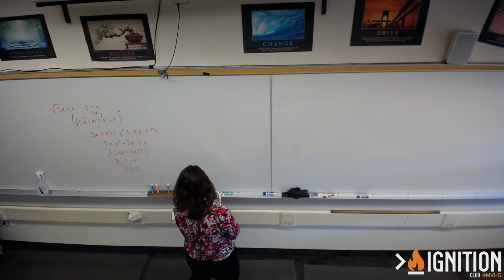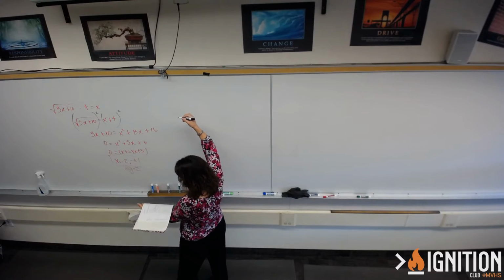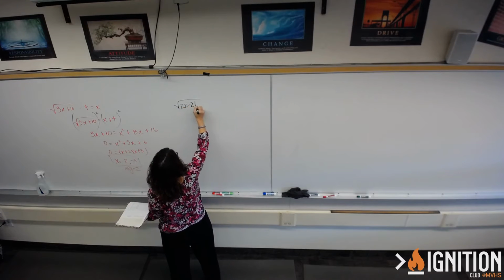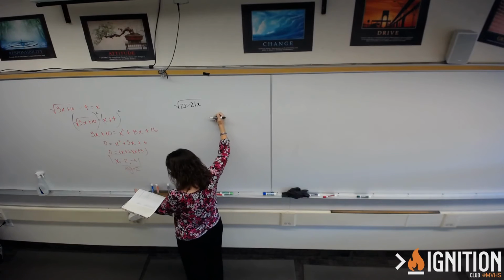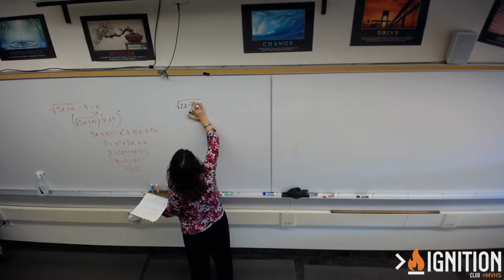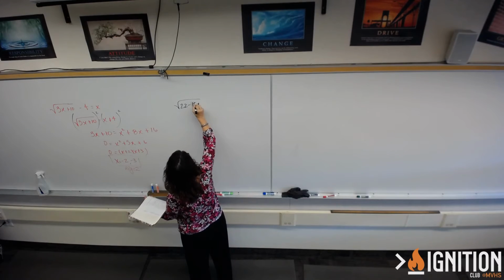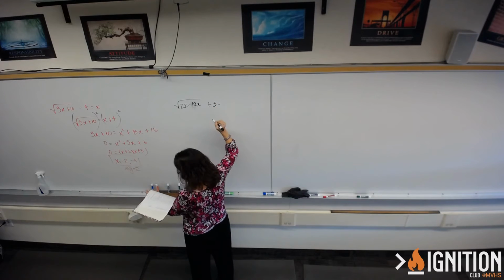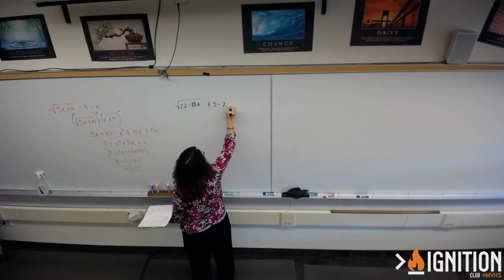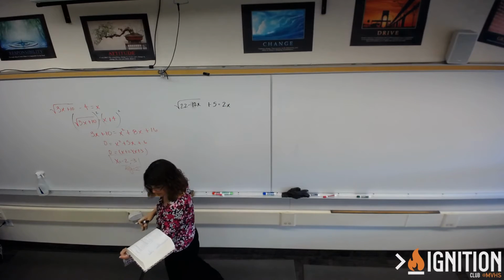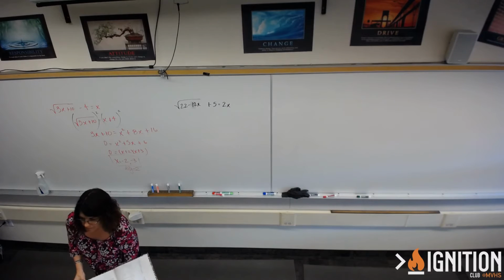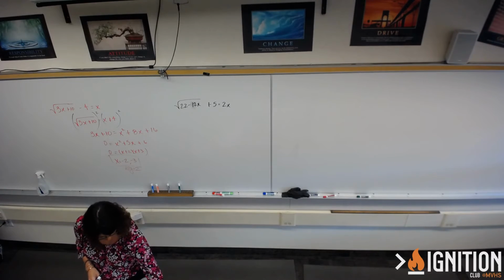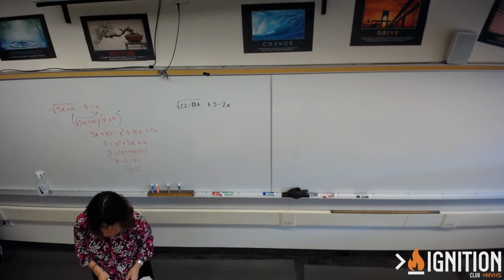So let's try another one, where you have to make sure you check. Let's do the square root of 22 minus 12x equals 2x minus 5, plus 5. Yep, very similar to the last problem. I already gave away the ending.